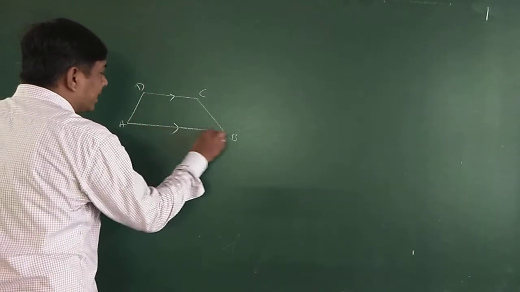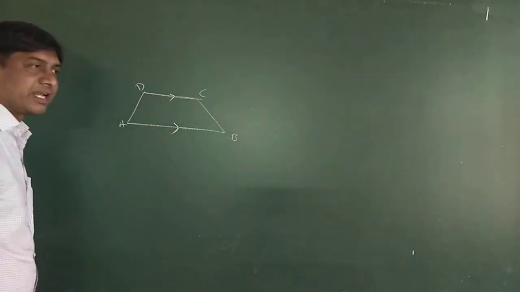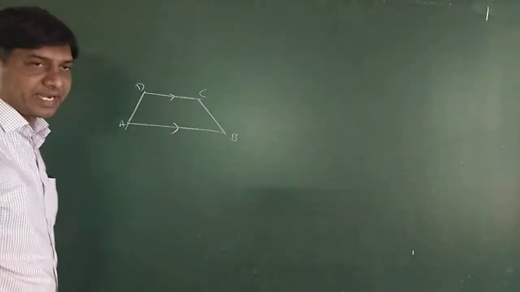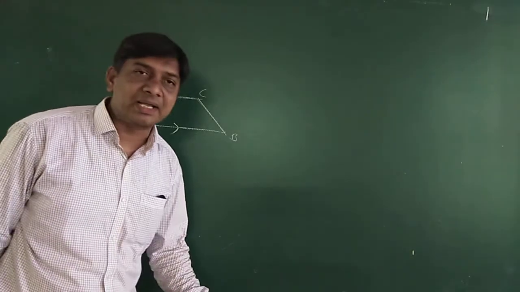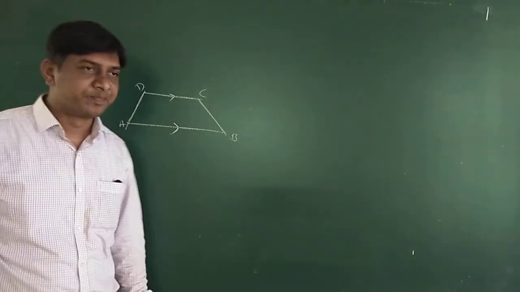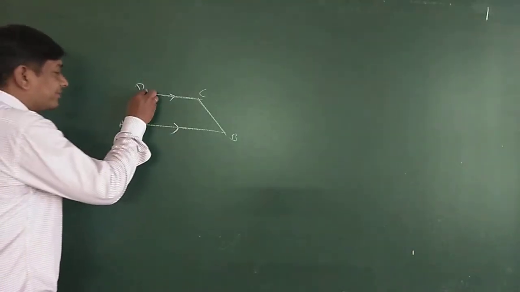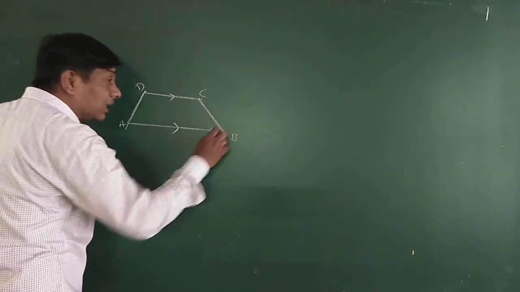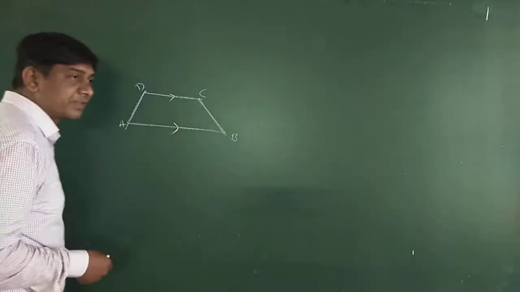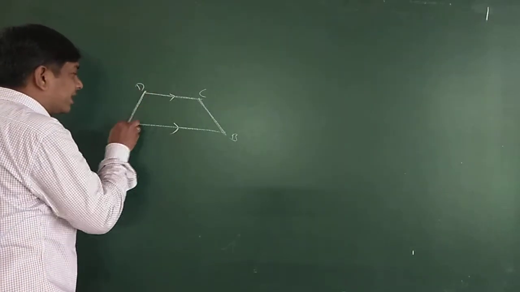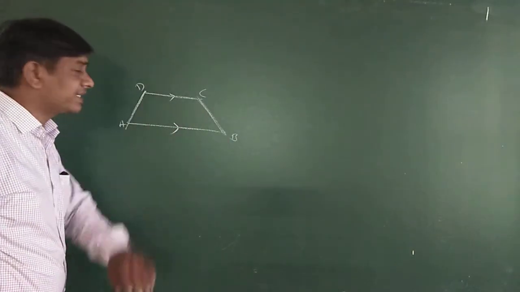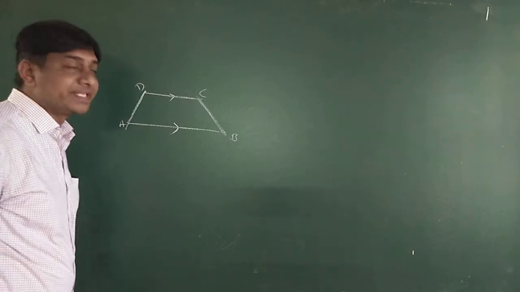In this one, AB and DC are the parallel sides, and AD and BC are the non-parallel sides. These are non-parallel sides. These are the parallel sides. In a trapezium, if these non-parallel sides are equal, then it is called an isosceles trapezium. Remember these. Okay. If the non-parallel sides of a trapezium are equal, then it is an isosceles trapezium.